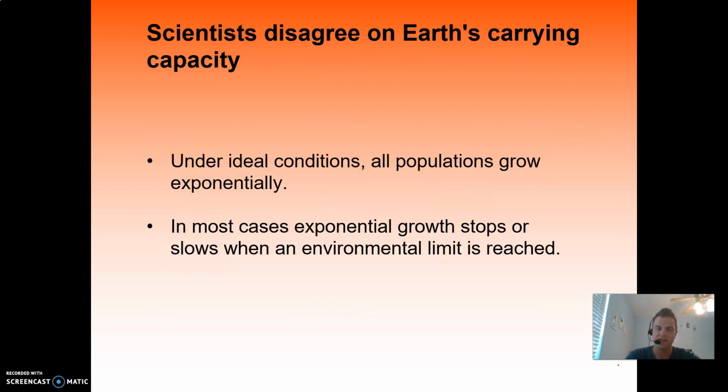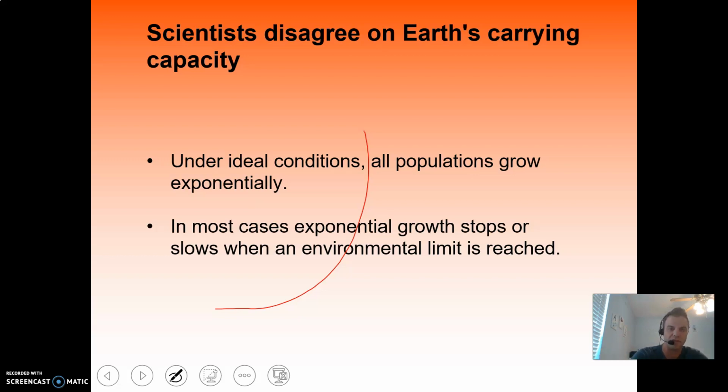So, scientists disagree on exactly what Earth's carrying capacity is. Under ideal conditions, like I said in the previous chapter, populations grow like this. They grow exponentially. They will go up. In most cases, though, exponential growth either stops or slows when an environmental limit is reached, the carrying capacity. So instead of going straight up, it will level off.